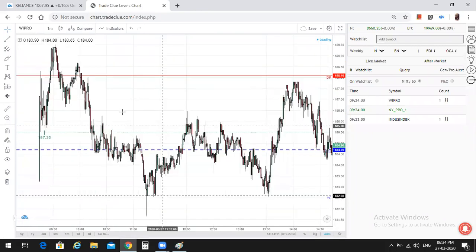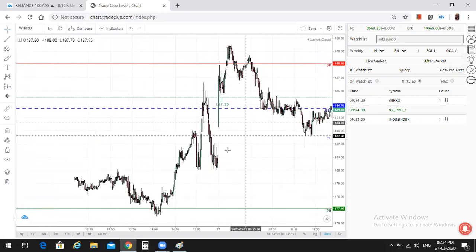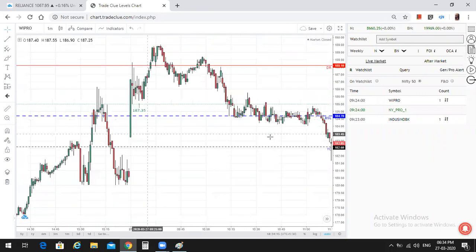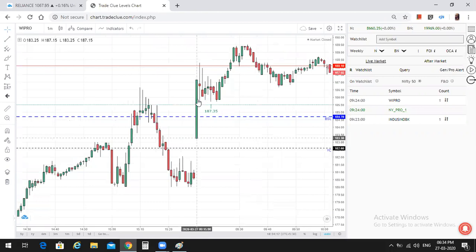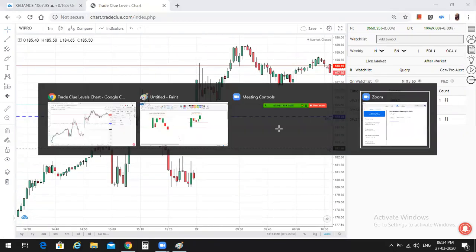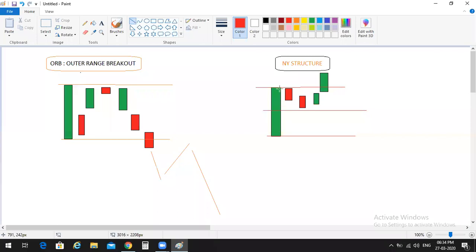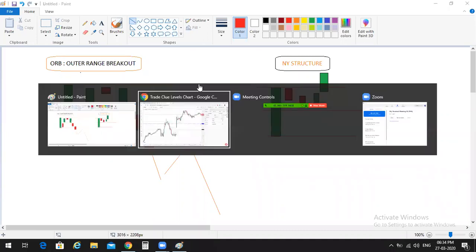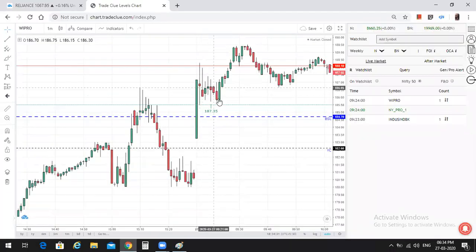Okay, now let's see whether it looks like an NY Pro or not. So what do we see? Sharp green candle. Let's come back to the drawing. Sharp green candle. All these candles, 50% of this range. So let's go and test this. Yes, the body of the candle, body of the candle, body of the candle, all are within this range, 50% of the range. Then the buying comes.